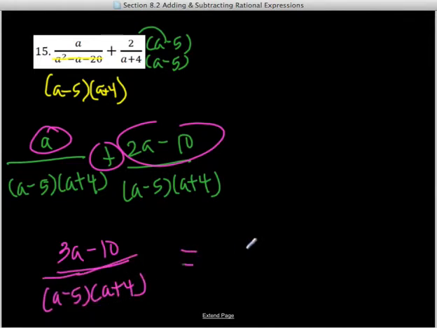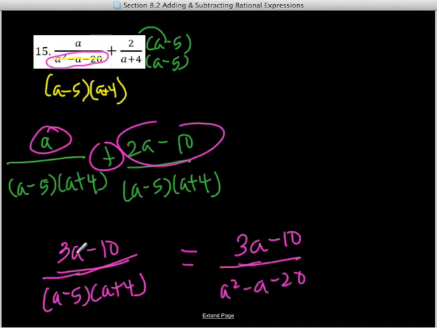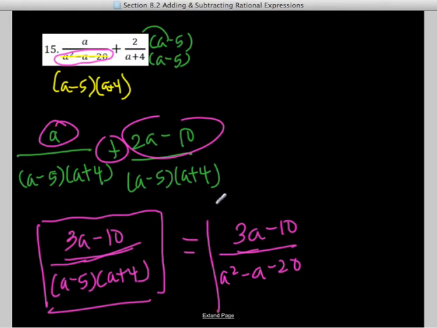Or you could write it as the factored form here. So 3a minus 10 over a squared minus a minus 20. Either one, and I got that just from up here. And the reason I know that this is my answer is I can't factor out a 3 and I can't factor out any a's, so either one of these answers would be completely acceptable.